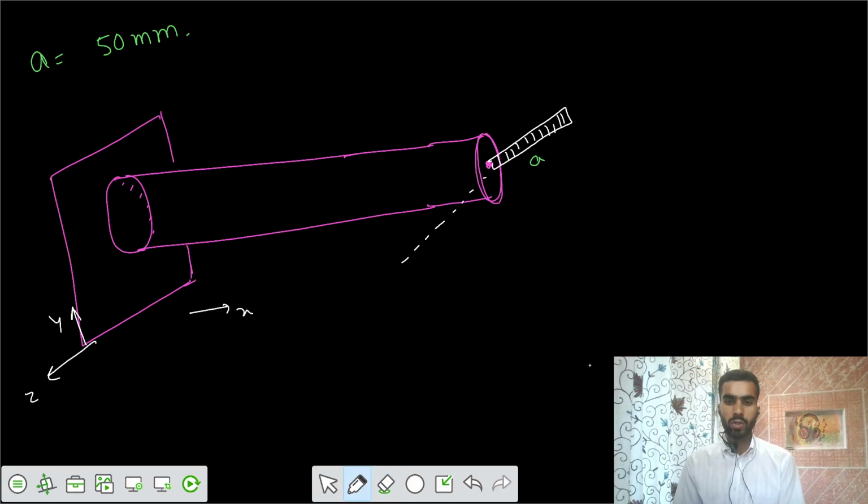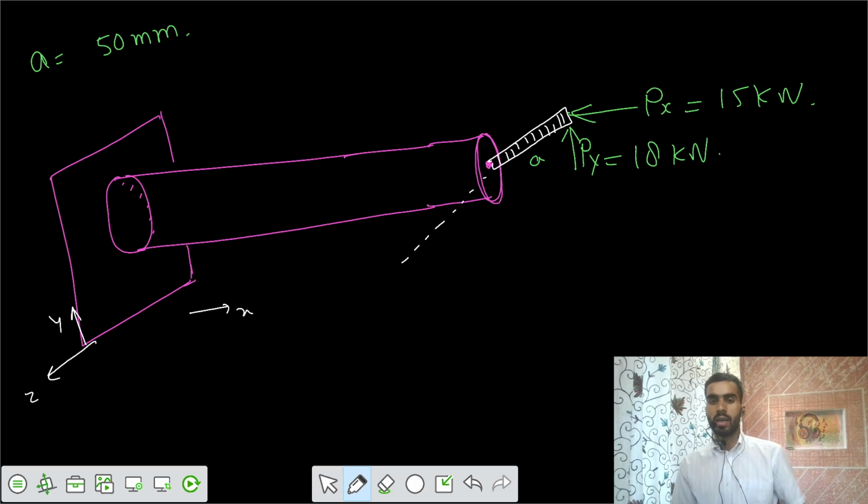Now you are applying two different loads. One is a load in the x direction at the tip of this bar, P in the x direction, equal to 15 kilonewton. You are applying one more load upwards in the y direction, P in the y, equal to 18 kilonewton. So imagine you have the shaft, and you have attached that plate. You apply a load in y and a load in x, and the plate is in the z direction, out of the plane.